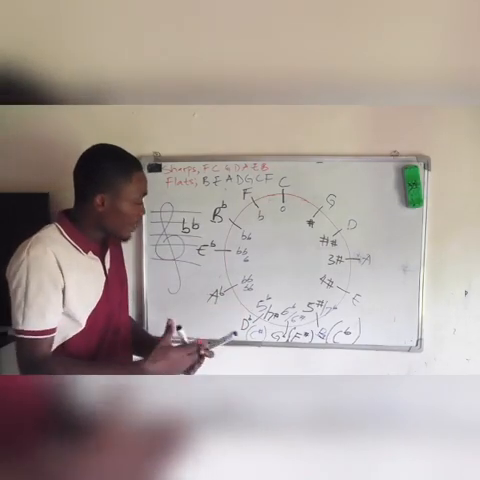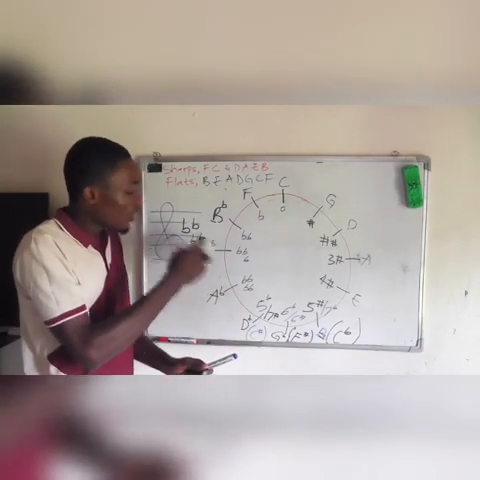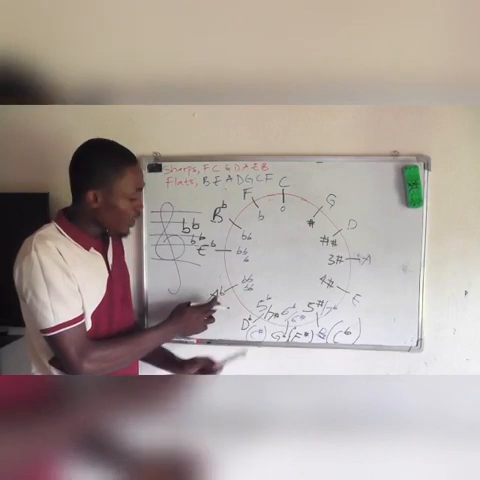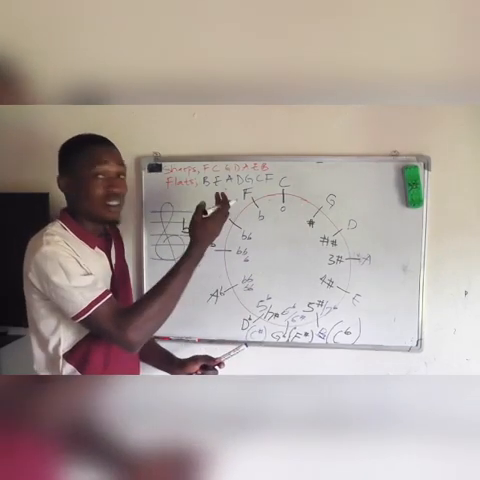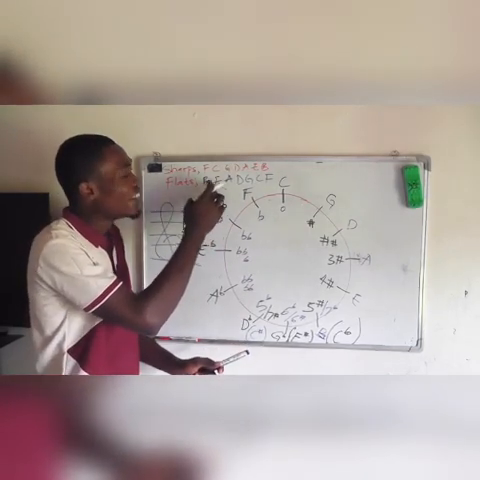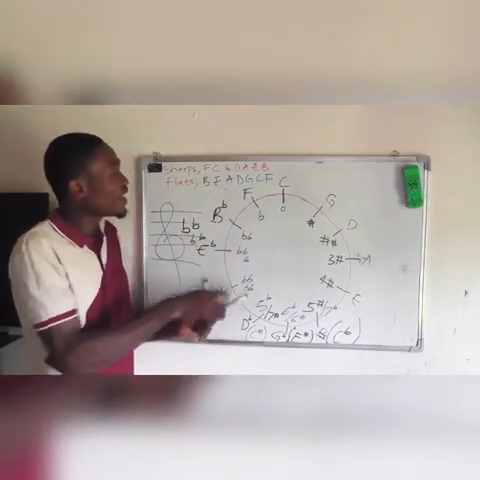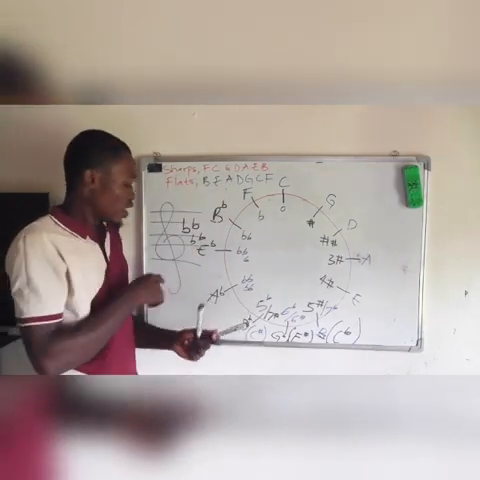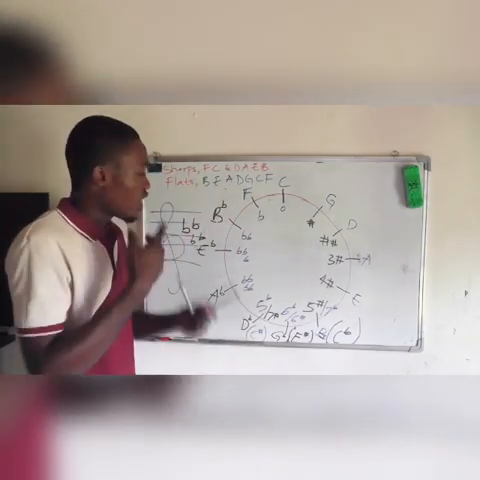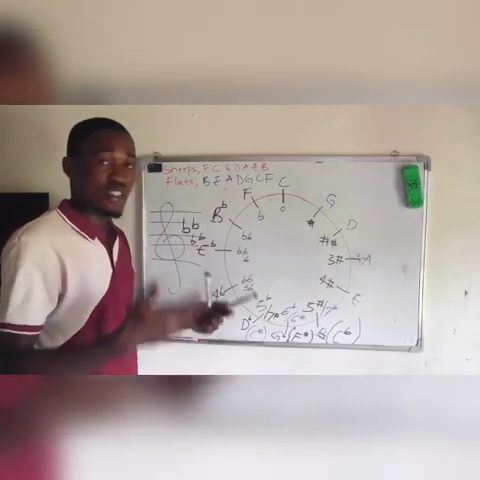Same thing like this. If you have 4 flats here, it's on the key of what? A flat. And the 4 flats, the flats are on B, E, A, and D. So you'll be flattening B, E, A, and D. So we use this to learn how to read key signatures and all those things.